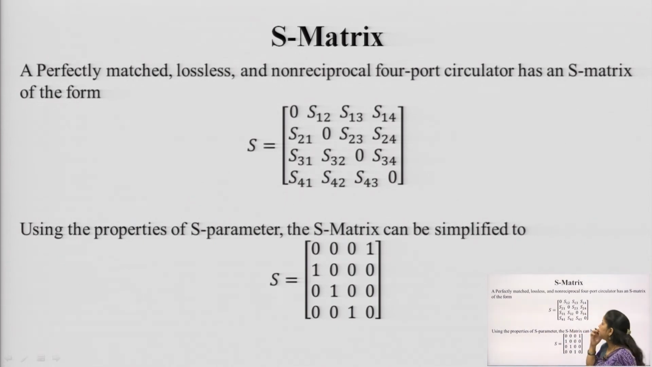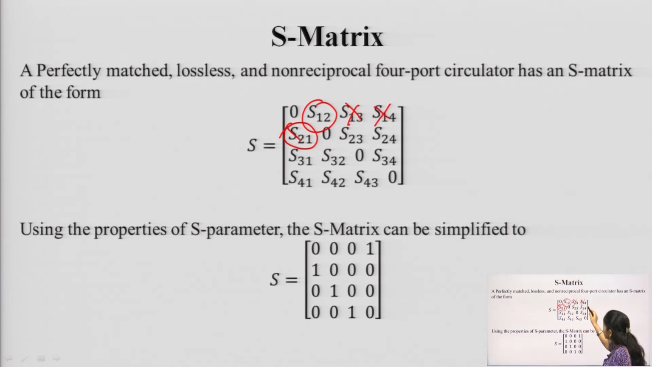Now, this is the matrix of a non-reciprocal 4-port circulator. We are considering a perfectly matched lossless system, and we know that it is non-reciprocal, which is why these elements can't be the same. Now, we use the properties of the S matrix as well as the property of a circulator. What does the circulator property mean? When a signal is transmitted from port 1, it goes into port 2 only, not into port 3 and port 4, and the reverse condition does not happen either.